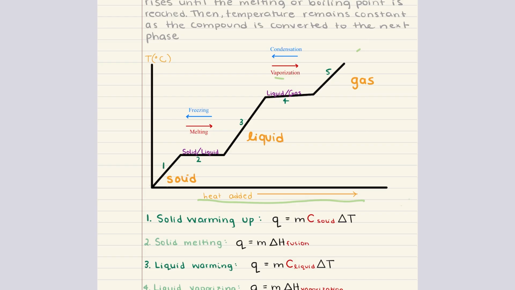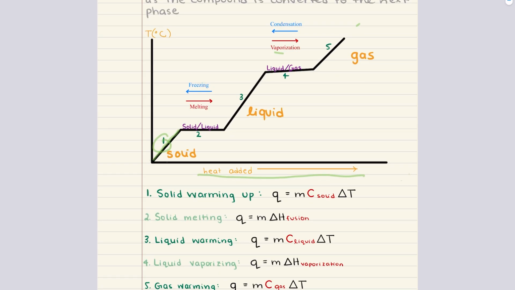In segment 1, the substance is in its solid state. Let's take ice as an example. As heat is added, the particles begin to vibrate more rapidly. That increases their kinetic energy and therefore raises their temperature.